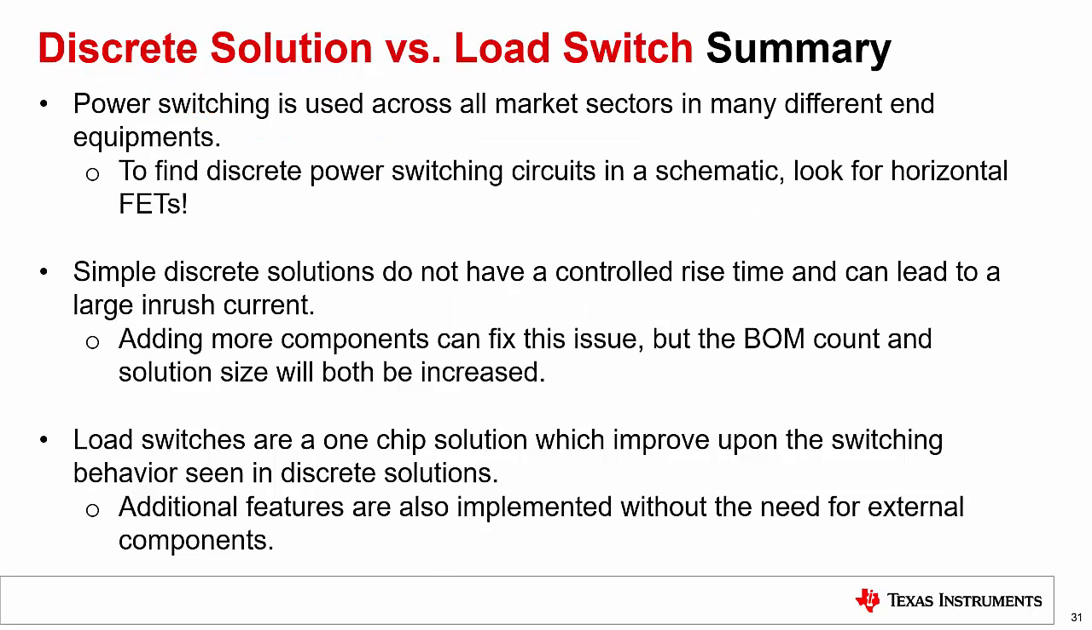A few key things to remember are listed on this slide. First, power switching is used across all market sectors and various end equipments. To find a discrete power switching solution in a schematic, look for horizontal MOSFETs. Second, simple discrete solutions do not have a controlled rise time and generate a large amount of inrush current. More components can be added to control the voltage ramp rate, but this increases solution size and BOM count. Finally, load switches can be used as a one-chip solution for power switching and provide many improvements over the discrete implementation.